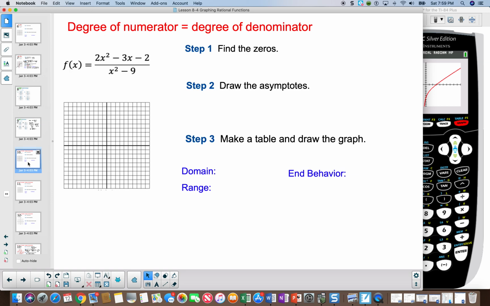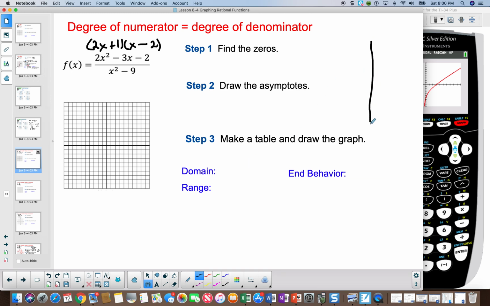Okay, let's work an example where the degree of the numerator and the degree of the denominator are the same. Okay, step 1 is what we were doing before. We want to find the zeros, and that's going to happen when the numerator is equal to 0. So let's go ahead and factor, and I'm going to put a 2 here and a 1 here to create this 4x. I'm going to put a minus here to create -4x, and then I'm going to put a plus here, and then that's going to now be equal to -3x. So that's going to happen.